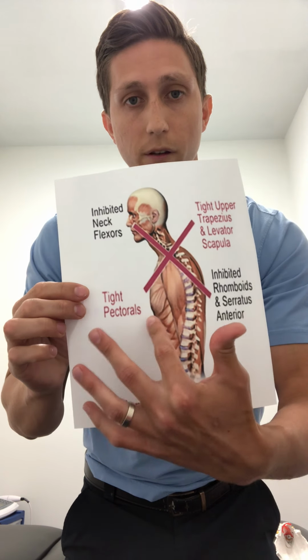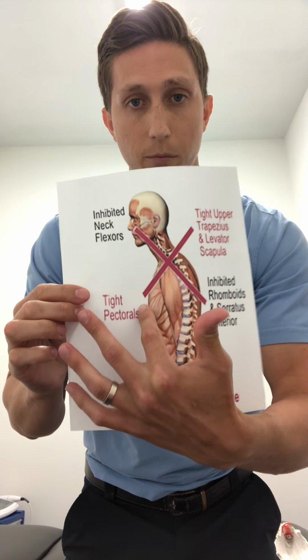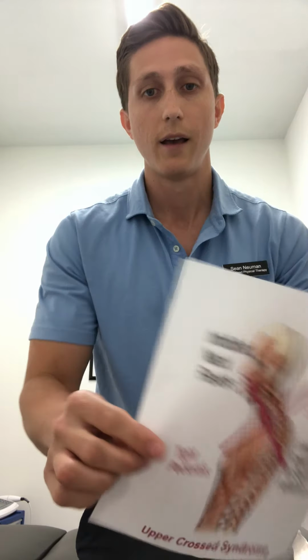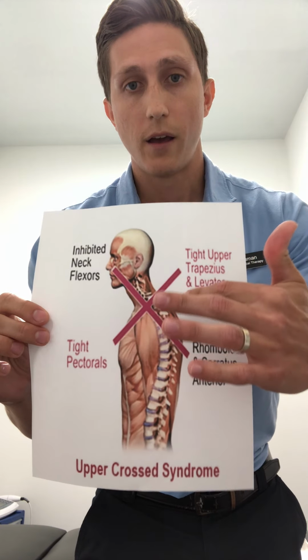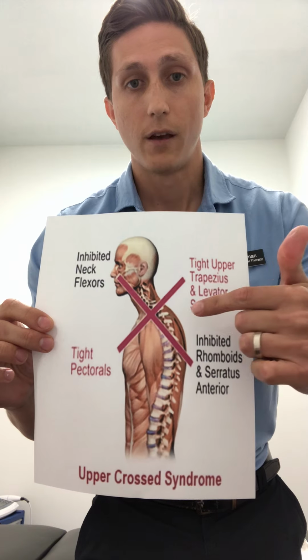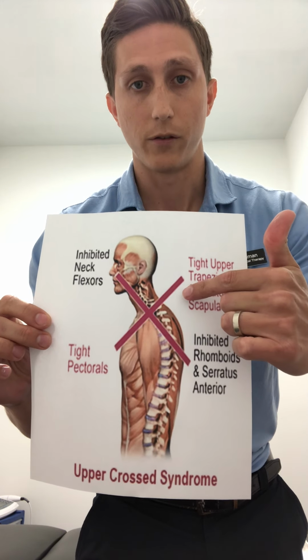Another thing we see in this upper cross syndrome, I'm going to show you this picture, is typically these people have really tight pectoralis muscles, so their chest gets really tight, and that causes rounding of the shoulders, okay? Another thing we see is that the upper traps and levator scapula muscles get really tight, and what that causes is shrugging of the shoulders, excessive elevation of the shoulder blades. So you got this rounding posture and the shrugging of the shoulders.